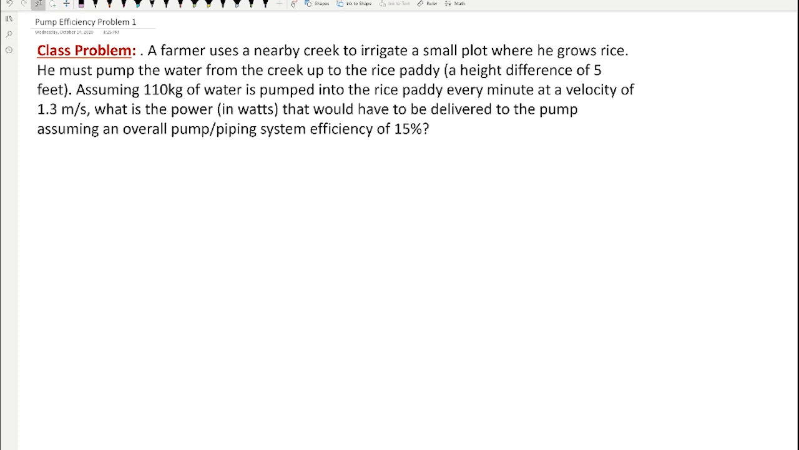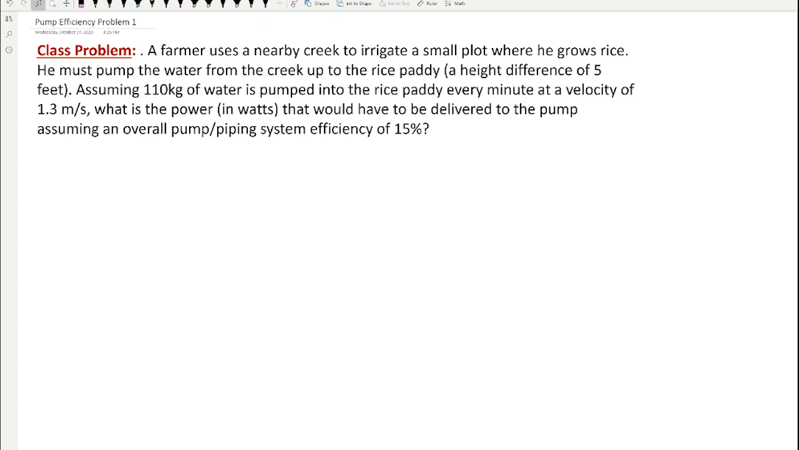Let's work this problem related to pump efficiency to apply the principles that we learned on how to calculate pump efficiency. In this problem, we are told that a farmer uses a nearby creek to irrigate a small plot where he grows rice. He must pump the water from the creek up to the rice paddy, a height difference of 5 feet. Assuming 110 kilograms of water is pumped into the rice paddy every minute at a velocity of 1.3 meters per second, what is the power that would have to be delivered to the pump, assuming an overall pump piping system efficiency of 15%?